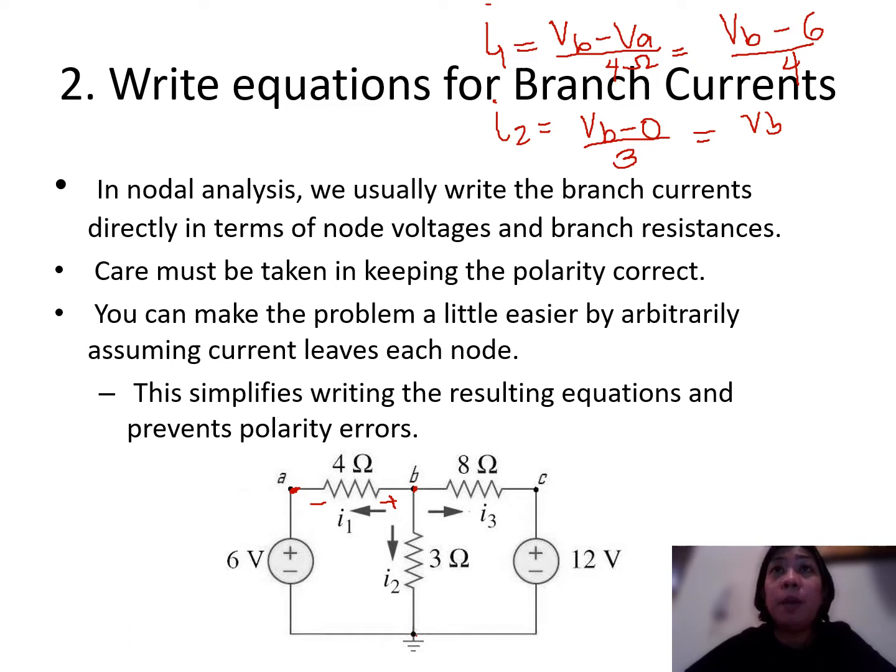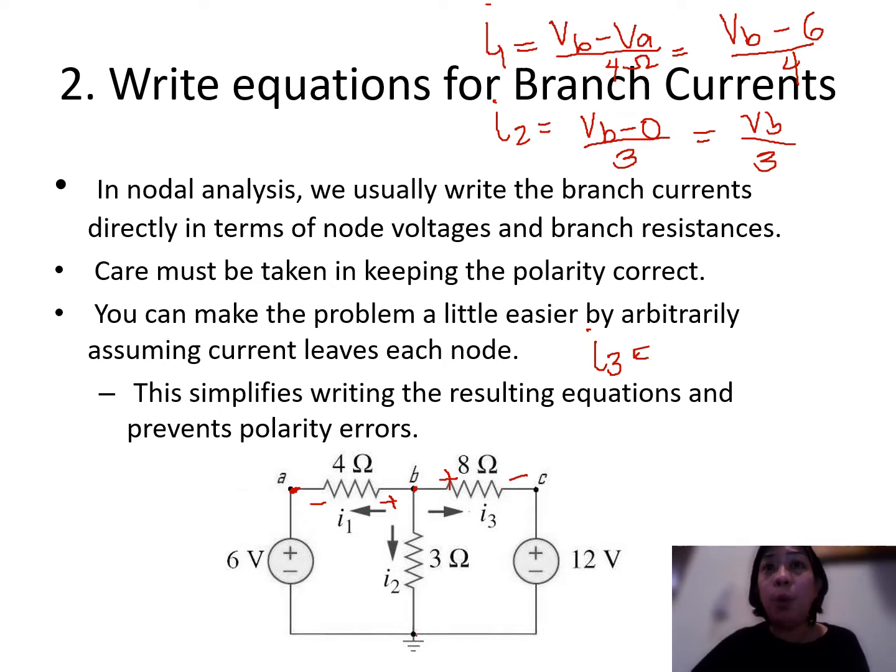So this will become VB all over 3. So that is our I2. Okay? And then let us write our equation for I3. So how do we write our equation for I3? Where is I3 being directed? So we have here your current is entering, so this is positive and this is negative.